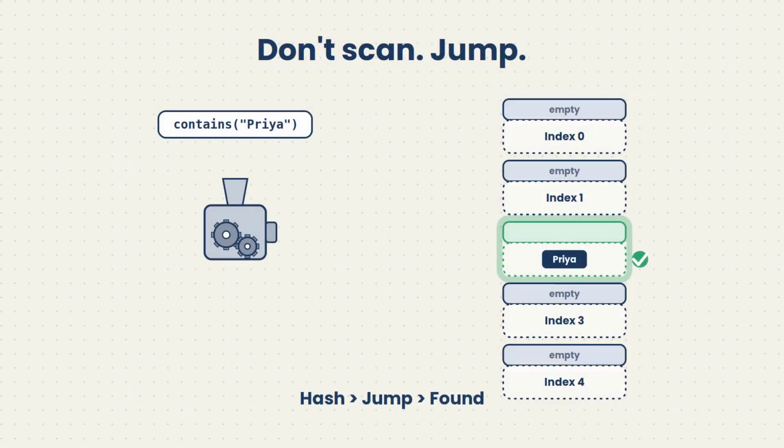To check whether a value exists, HashSet again uses the hash function. It does not search every item one by one. It directly jumps to the correct bucket and checks the value. This is why HashSet lookup is almost instant.